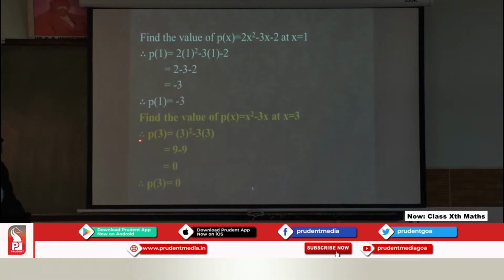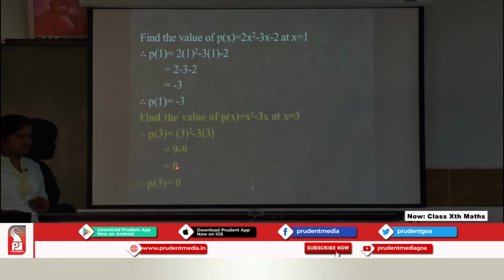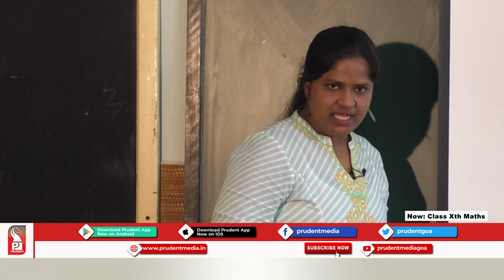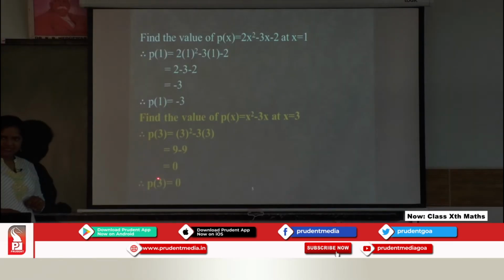Therefore, we have P of 3 is equal to, in the first place I have x square. So, I wrote here 3 square, minus 3 into x, which is 3 into 3. So, 3 square is 9, minus 3 3s are 9, and 9 minus 9 is 0. So, what do I conclude is that the value of this polynomial is 0 at x equal to 3.